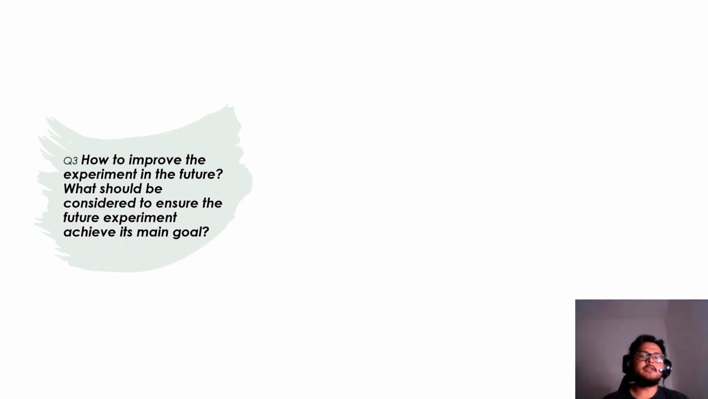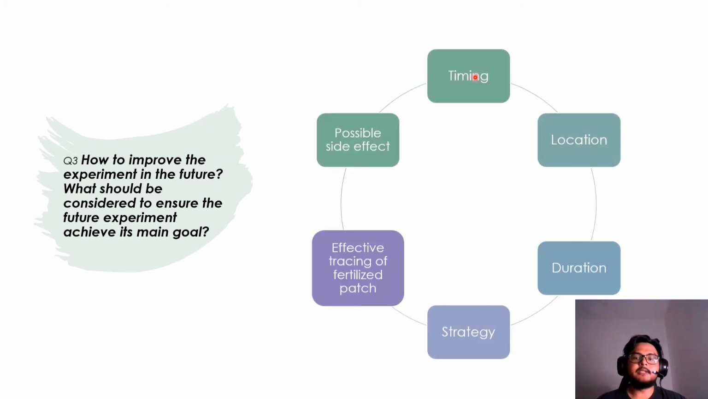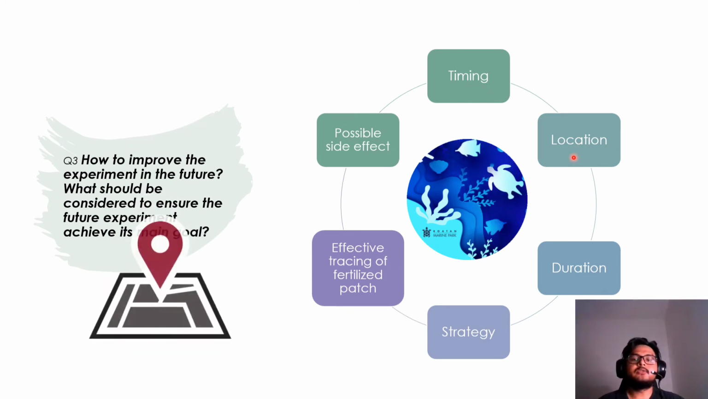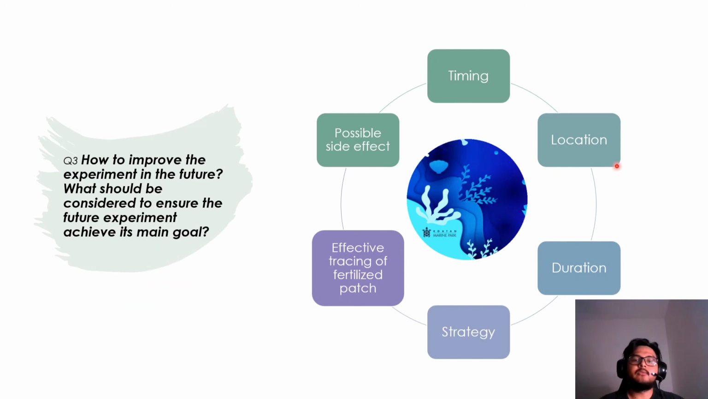How to improve the experiment in the future and what should we consider? Firstly, timing. We know that the earth undergoes seasonal change, and with every seasonal change they carry a different amount of nutrient and sunlight. Next is location. We should consider which location is the best for the experiment. From what we have learned from the study, they found that the ocean where the iron is in low concentration is the best place to conduct the experiment.